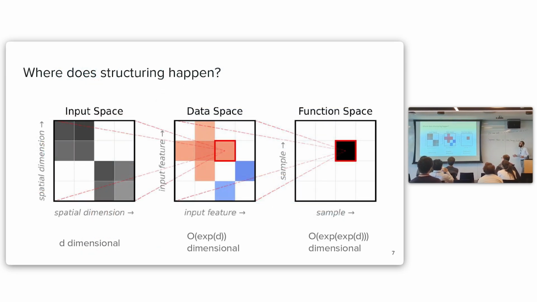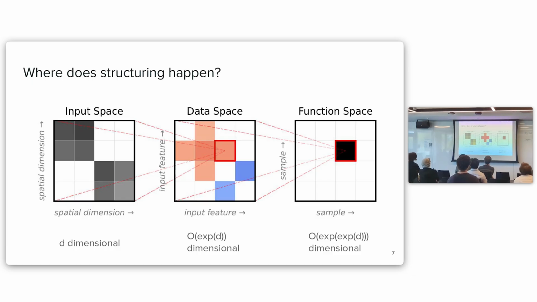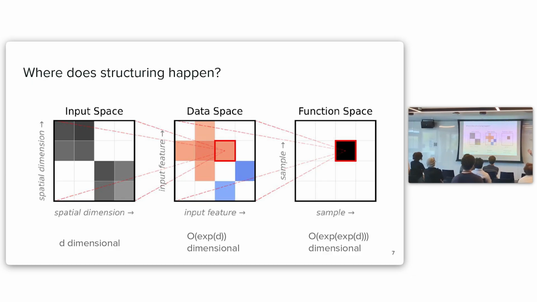So finally, we might want to ask, where does the structuring happen? There are a few different spaces that we might associate with a learning problem. On the left is the input space. Here this represents an actual input sample, so the axes are what we might call the spatial dimensions. If this is an actual image, this is a 2D image. If it's natural language, that would be a one-dimensional input. A video would be three-dimensional.